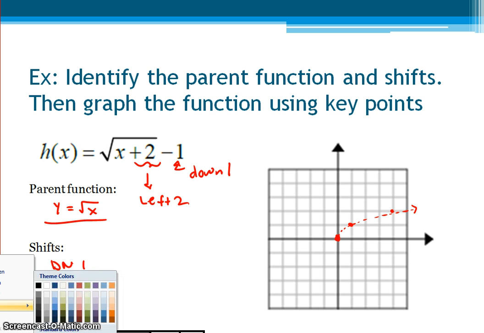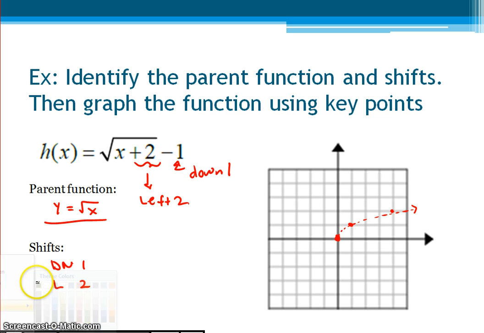I'm going to shift color so I can do my final graph, which is going to go down 1, left 2. So I'm going to take my 3 key points and shift them down 1, left 2. Shift it down 1, left 2. Down 1, left 2. So now I have my 3 key points, and I have my graph.